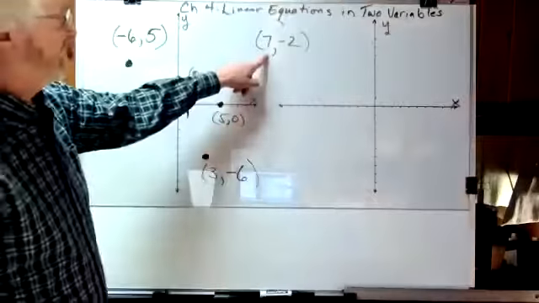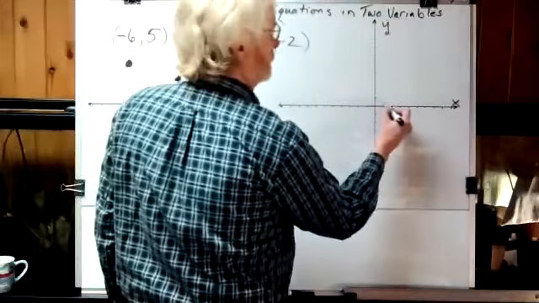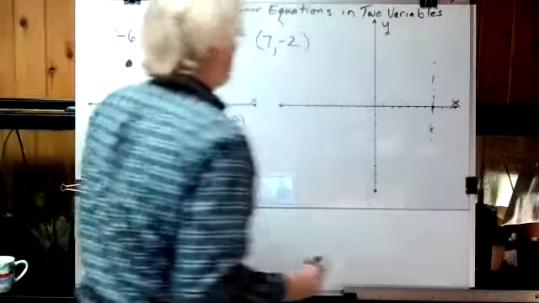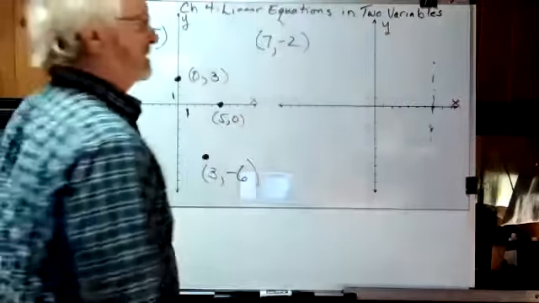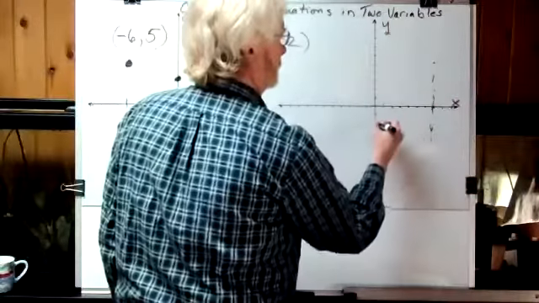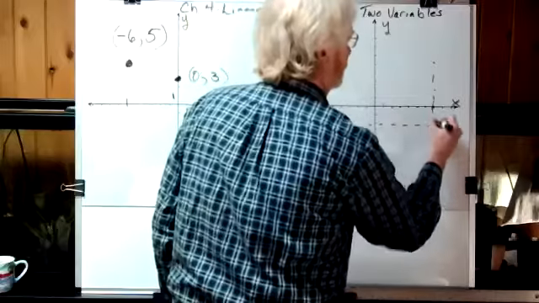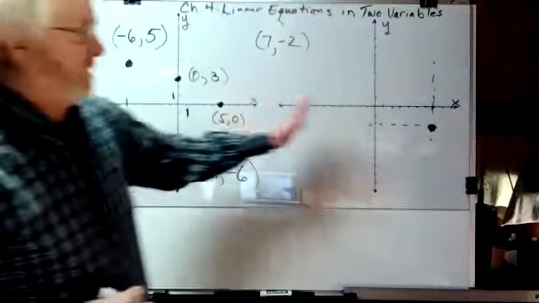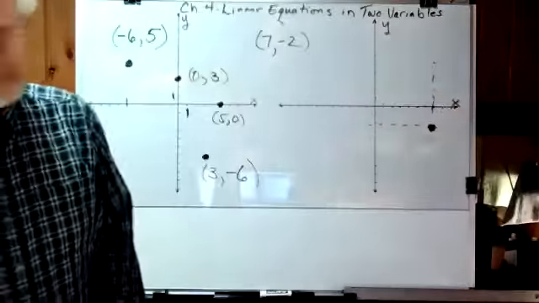My x value is 7, so I count over 7: 1, 2, 3, 4, 5, 6, 7. Means it's over here somewhere. My y value is -2, so down 2: 1, 2. From there, down 2. So that's where that point is in the plane. Over 7, down 2. Right?